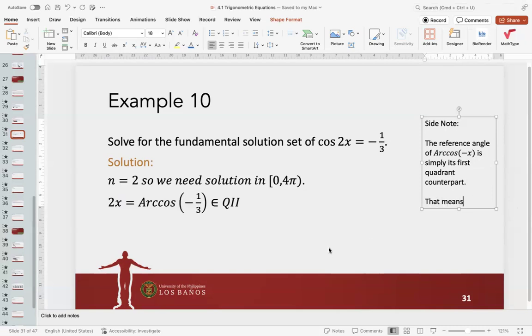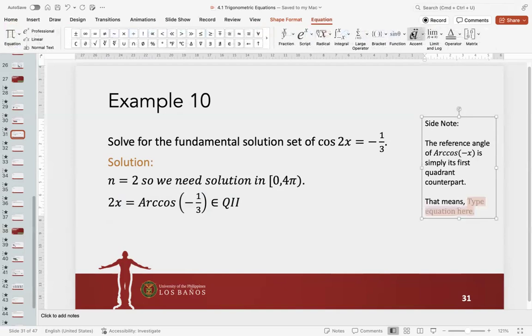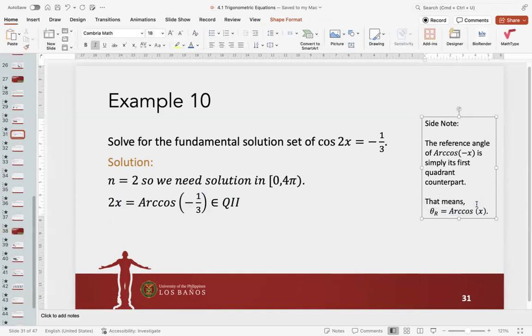So that means, remember from the definition of our cosine function, the negative one is in the second quadrant and the one in the first quadrant is the positive part. So that means given our arc cos of negative x, our reference angle is equal to the arc cos of x. So technically, for the reference angle, we just need to remove the negative sign.